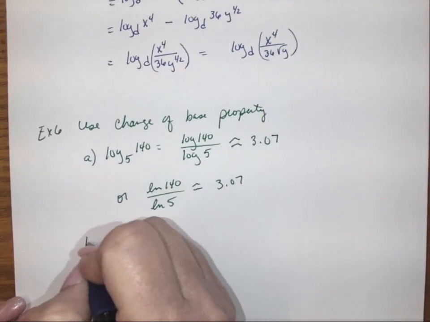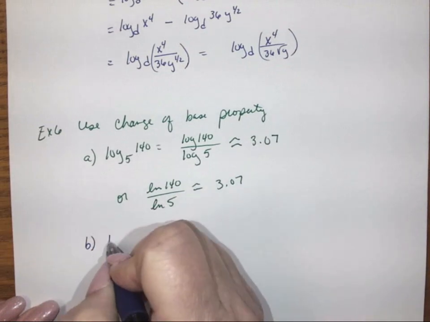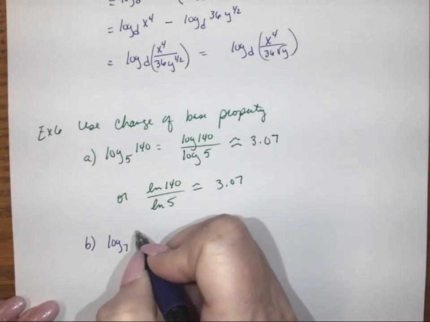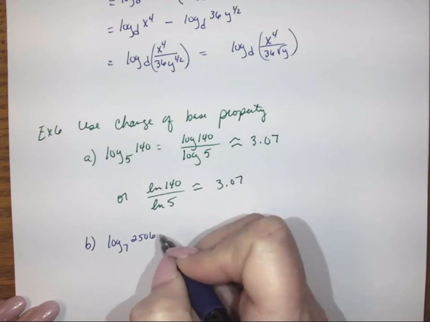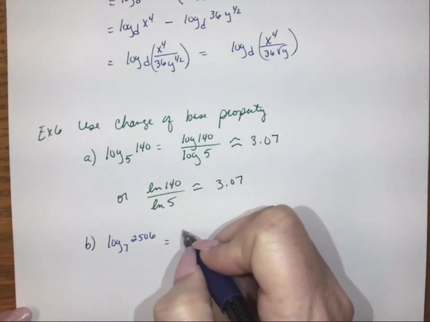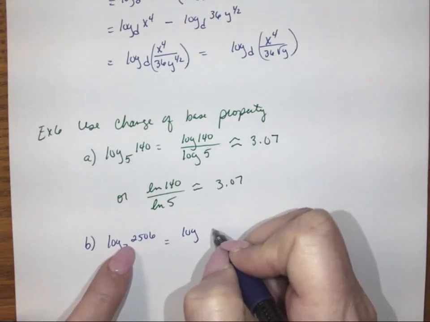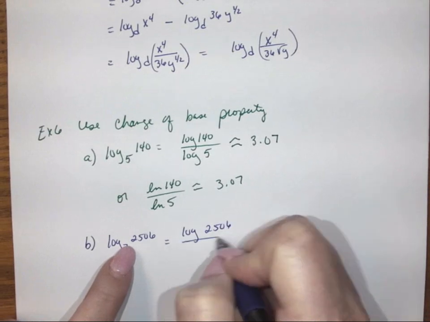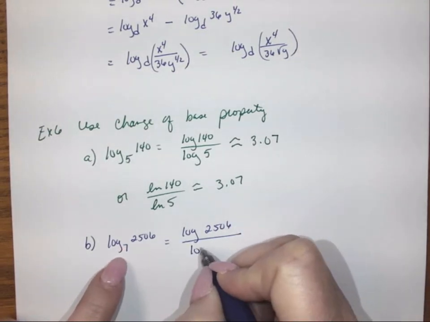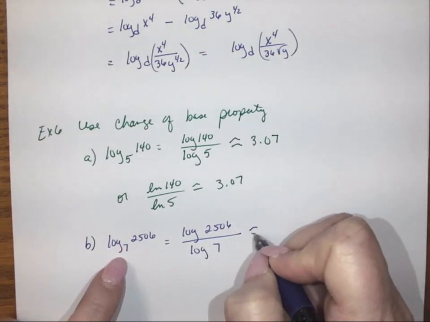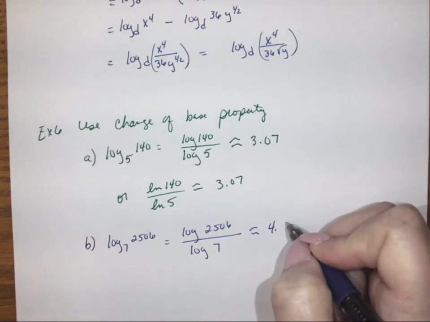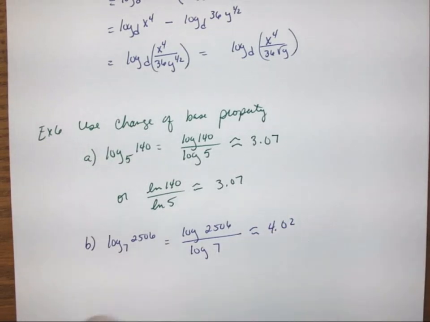All right, let's look at another value. If we have log base 7 of 2506, this would be the log of 2506 divided by the log of 7. And when you put that in your calculator, you should get 4.02.